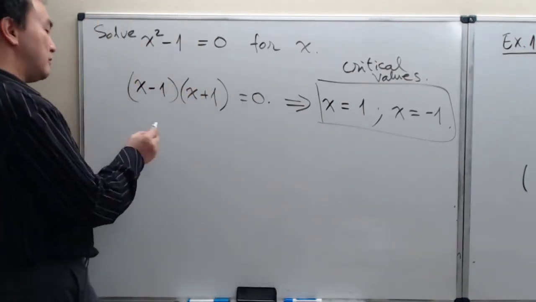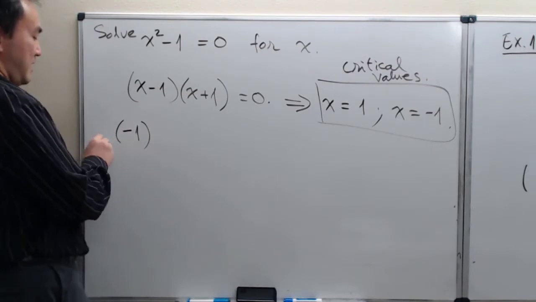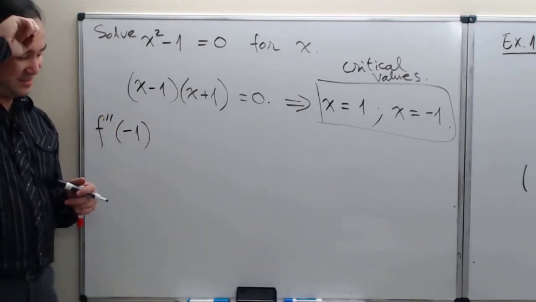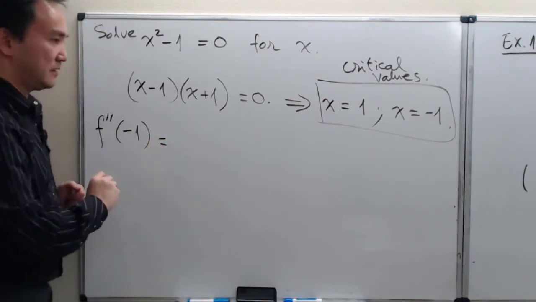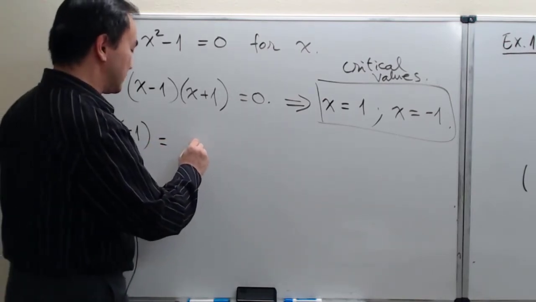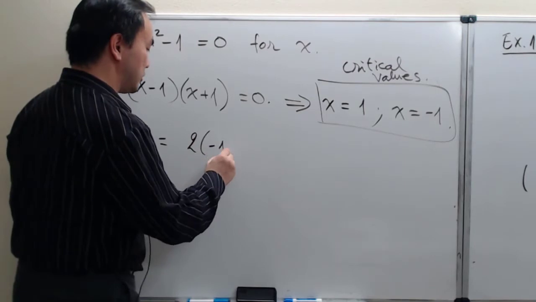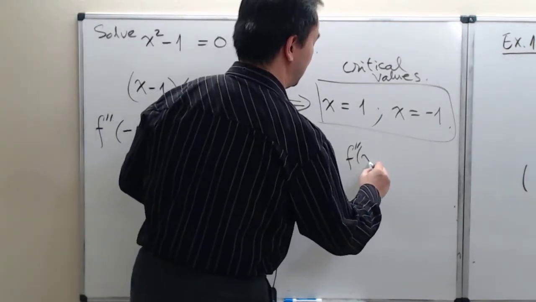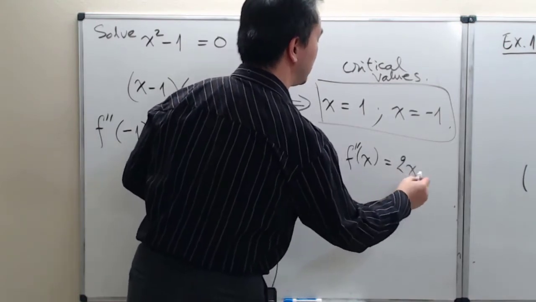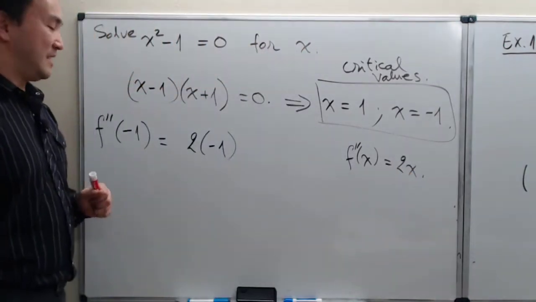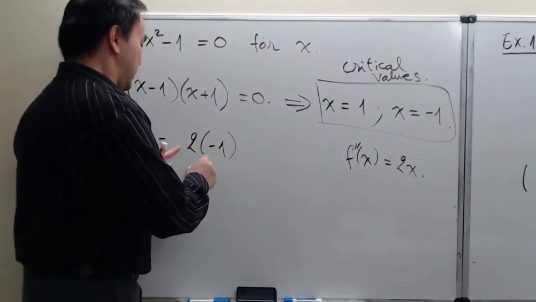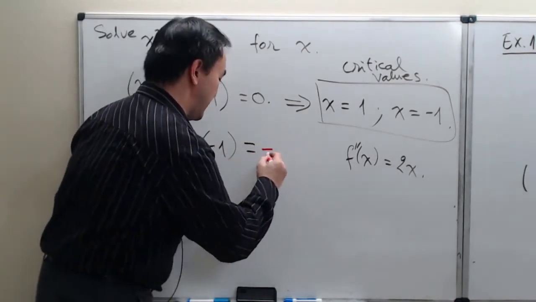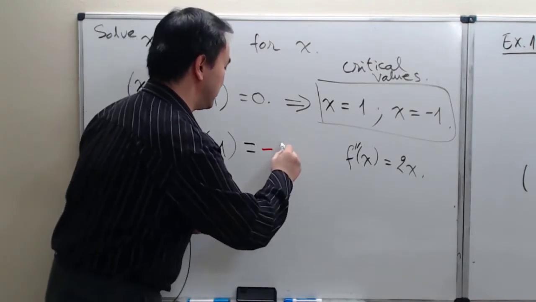So for the other critical value, negative 1, I am now going to substitute that into my f double prime. Okay, and so in this case my f double prime is 2x. So that means it's 2 times negative 1. Recall again, f double prime of x, we found it to be 2x from earlier. And so that's why now it's 2 times negative 1. And our final answer is easily negative 2.